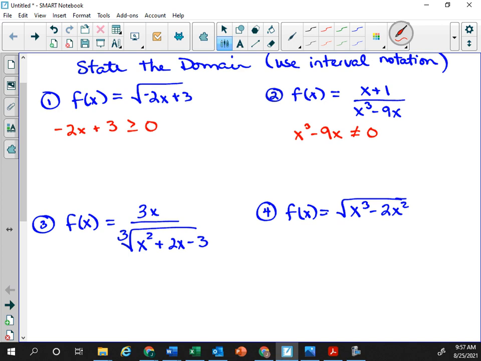Yeah, if you guys can't read anything, let me know. That is x cubed. It's really tiny. Great.